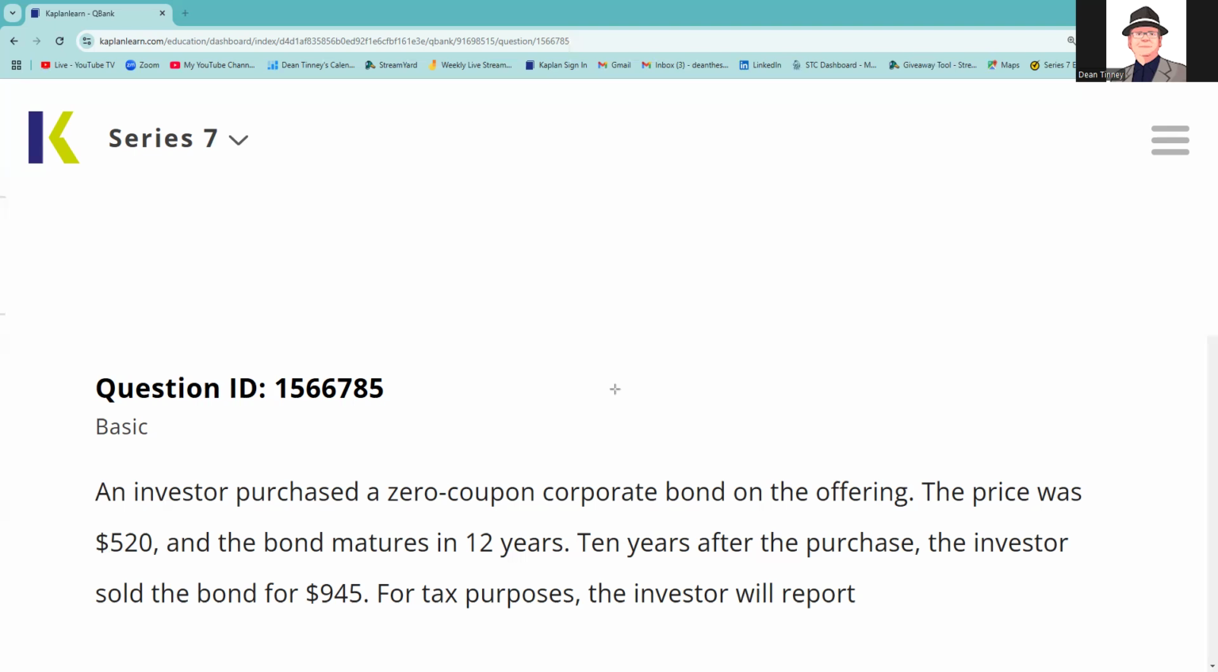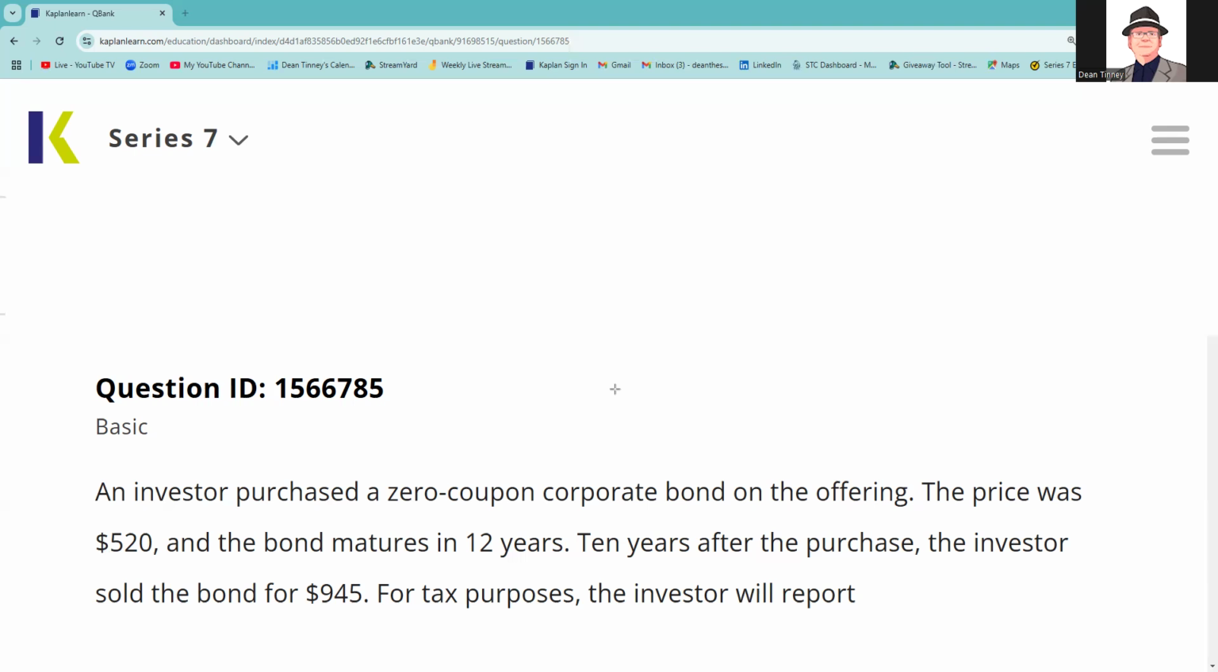We will help you explicate any question from any vendor. It's just easier if it's Kaplan, because you can send me the QID and I can bring it up backstage. This is QID 156666785. An investor purchased a zero coupon corporate bond on the offering.